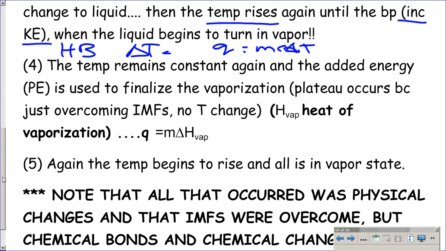Again, temperature flat lines because the energy that's added at phase change is not going towards increasing kinetic energy. It's overcoming the IMFs between them fully, and at that point we call that delta H vap, because it's allowing for vaporization to occur as the potential energy of the molecules increases. Potential energy because they're farther away from each other. So no delta T, so we're using that equation again.